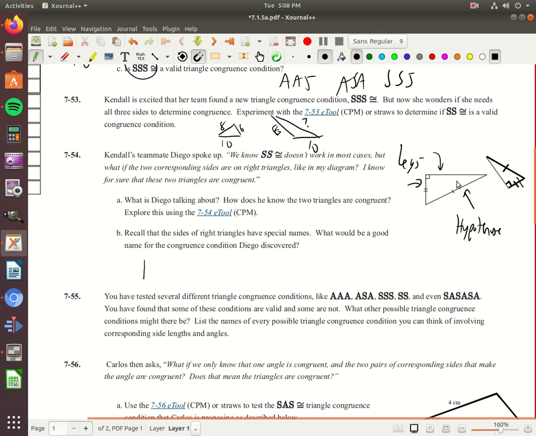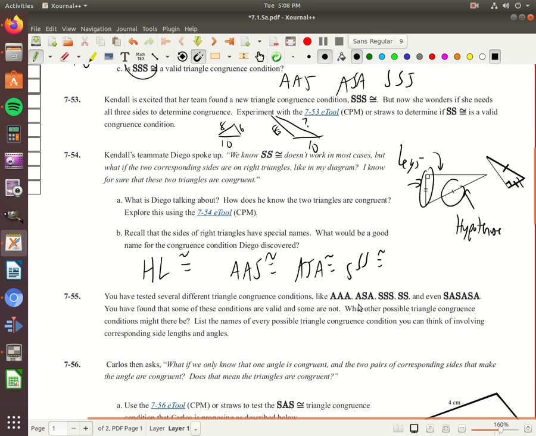Well, if you look at this, we know the hypotenuse and one of the legs. So this is actually called the hypotenuse leg congruence. And we're going to add it to these three that we already have. So now we have angle, angle, side congruence, angle, side, angle congruence, and side, side, side congruence. So that's where we're at right now.